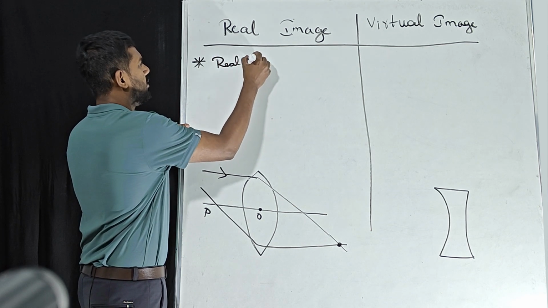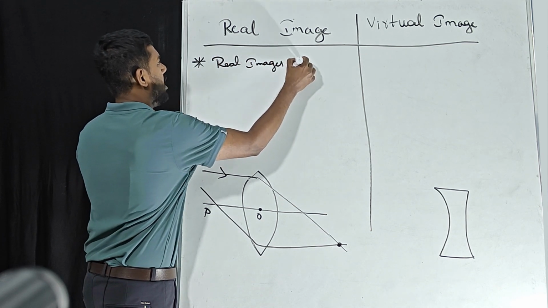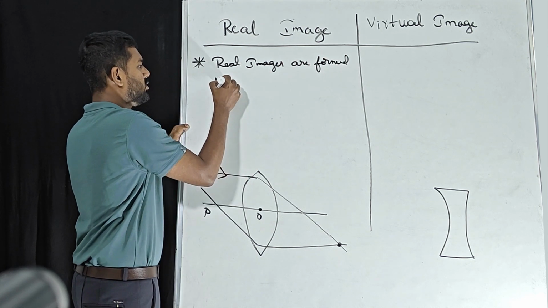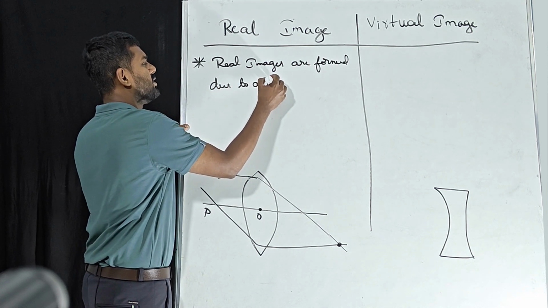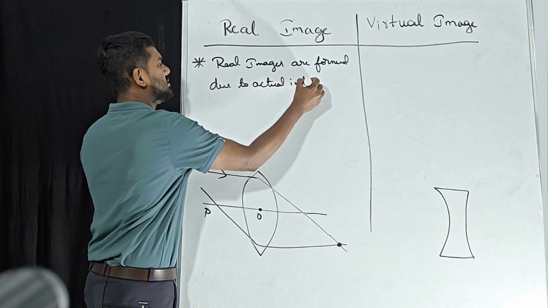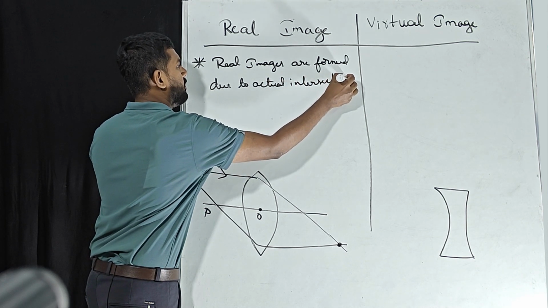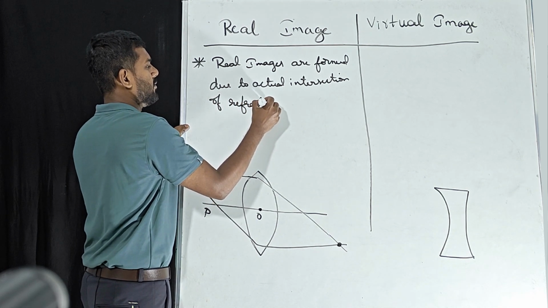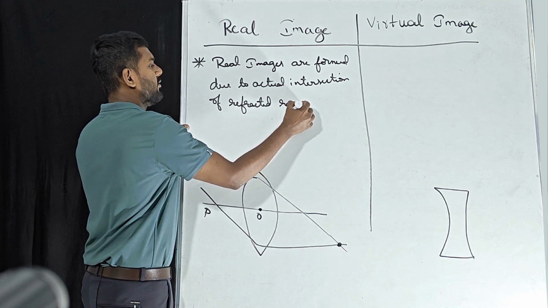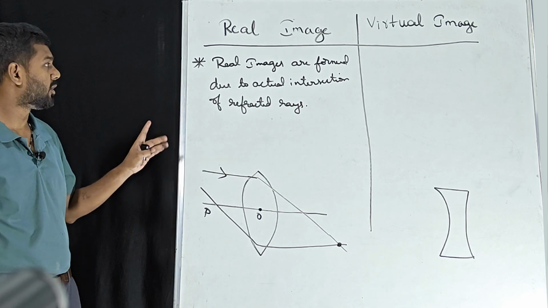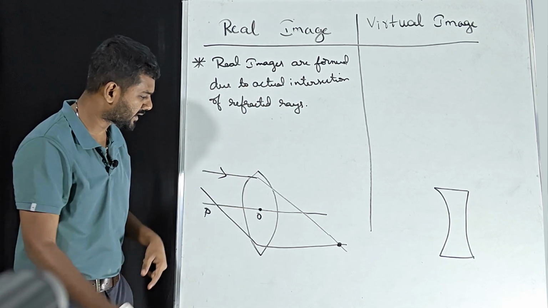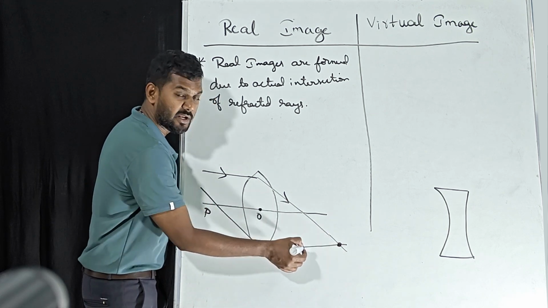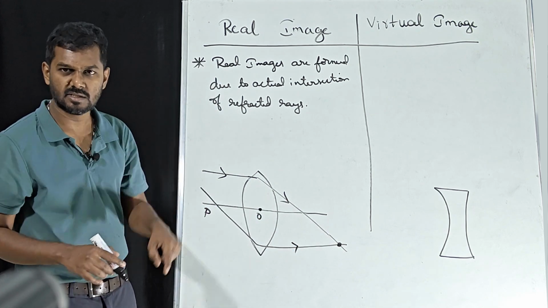So real images are formed due to actual intersection of refracted rays. So this is very much important. After the intersection of refracted rays, see these two are the refracted rays, right? So there is an intersection. That's how the real images are formed.